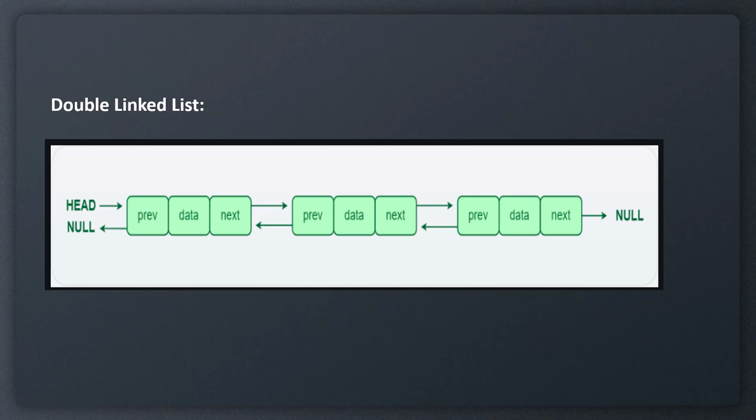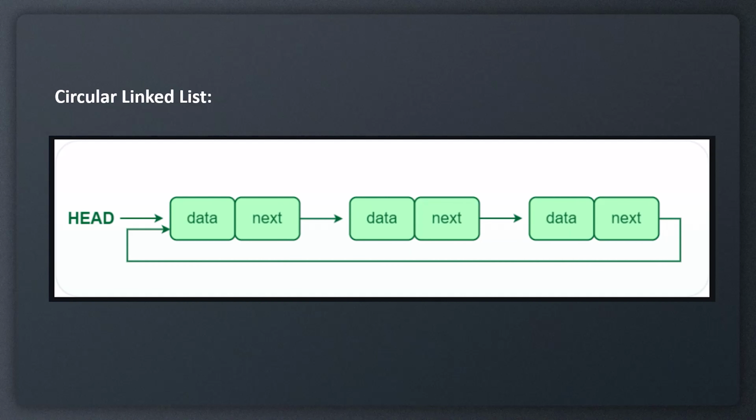Next, double linked list. In a double linked list, each node contains references to both the next and previous nodes. This allows for traversal in both forward and backward directions, but it requires additional memory for the backward reference. And the next one, circular linked list. The last node points back to the head node, creating a circular structure.